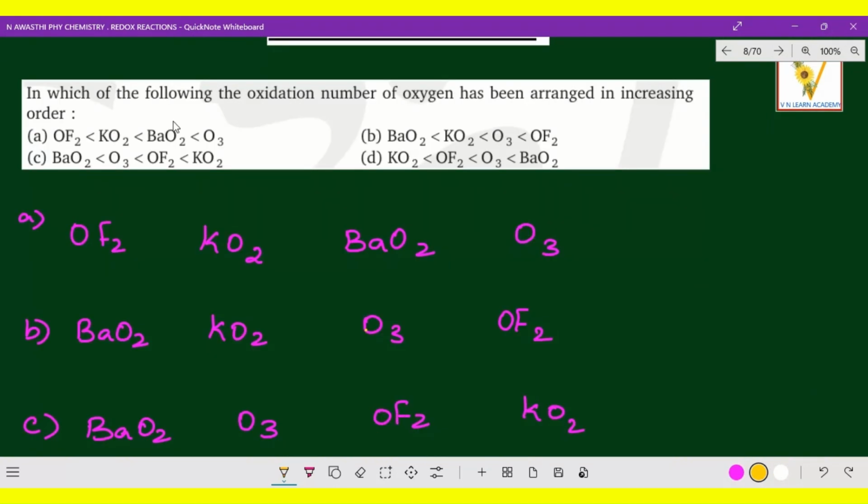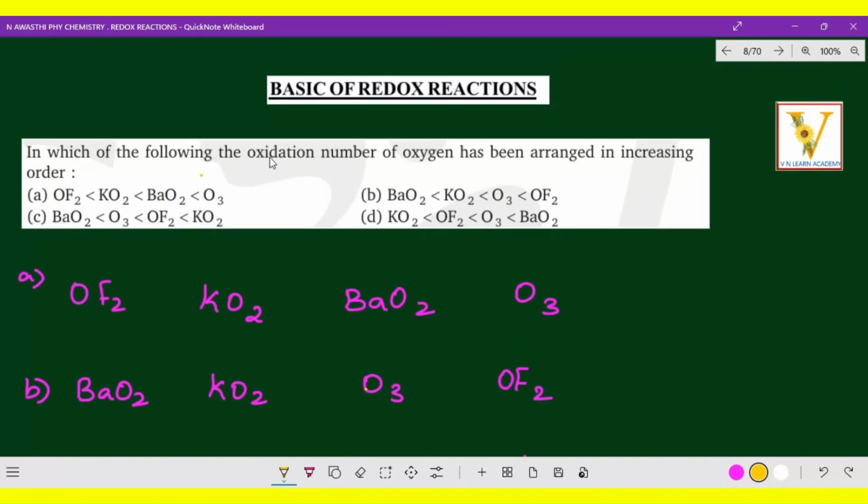Now, the next question: in which of the following is the oxidation number of oxygen arranged in increasing order? They are asking about the oxidation number of oxygen. Now let us find out. The first one, OF2.